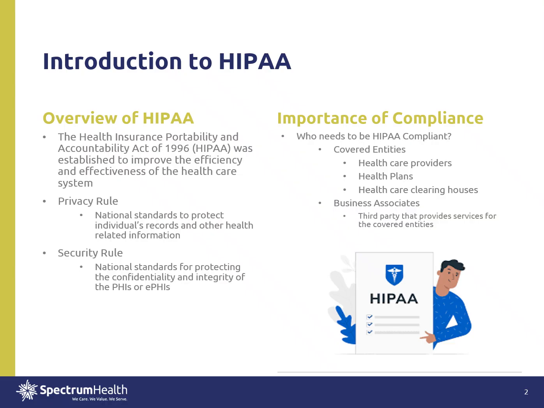So who does this law apply to? HIPAA governs covered entities like healthcare providers, health plans, and clearinghouses. Spectrum Health Services is one of those entities, but HIPAA also applies to third-party vendors or contractors who assist in handling PHI. That's why we enter into business associate agreements, which ensure those partners are also bound to safeguard patient information.